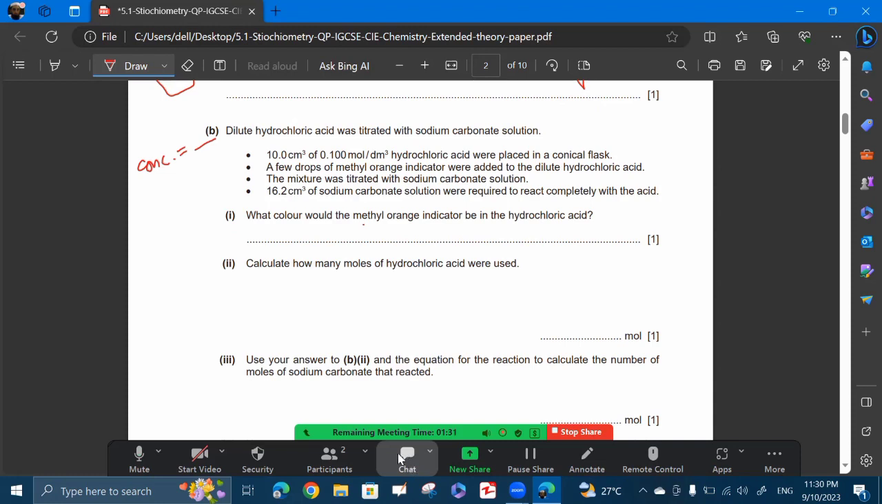So here concentration means moles of the solute divided by the volume of the solution. So mole per dm cube, the volume of the solution is taken in dm cube, and the amount of solute is taken in moles. So it becomes mole per dm cube. I hope that you have understood it.